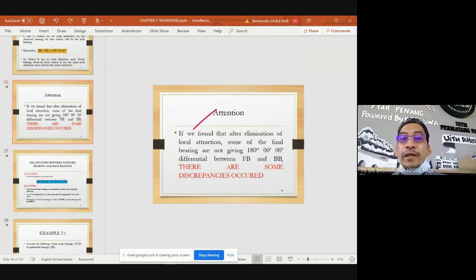If you find that after elimination of local attraction, some of the final bearings are not giving a 180 degree difference between forward bearing and back bearing, some discrepancies occur. Discrepancy means that something in our measurements for that work is not right. Okay, we cannot say not right, but the accuracy is less. Because in survey, especially in compass observations, we don't have any means to make sure the lines' difference is exactly 180 degrees. So that is the fact.